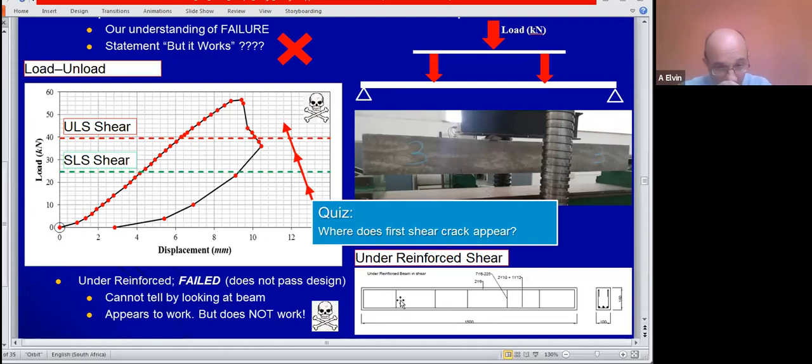And you were most probably lectured at university level that this is an extremely dangerous situation where you under-reinforce for shear. It will lead to sudden collapse and other calamities. And this is a big no-no.